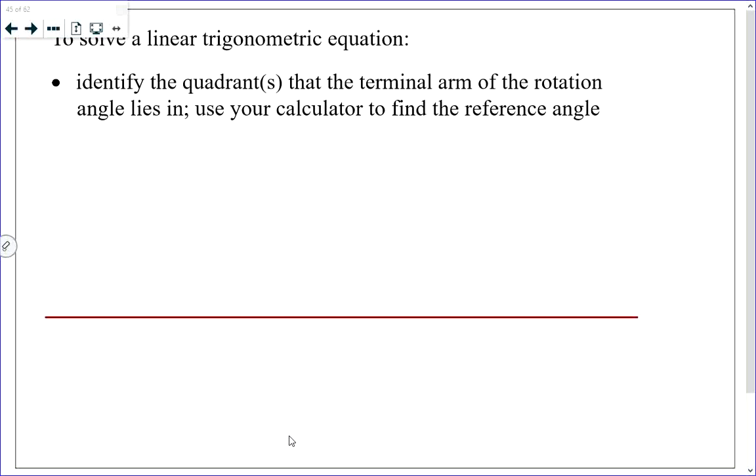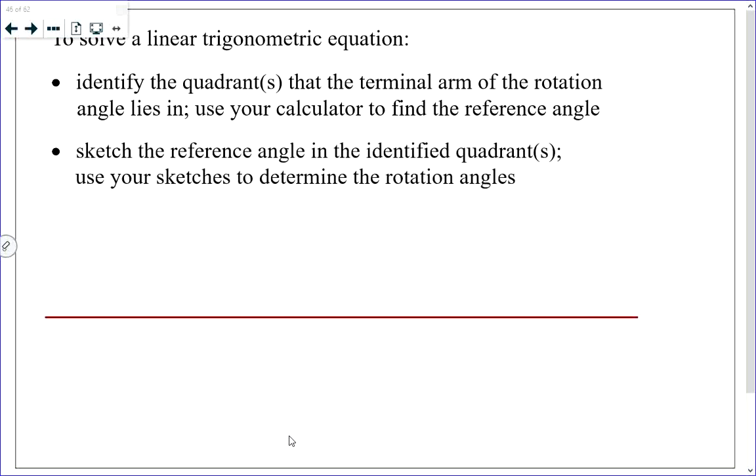You then use your calculator to find the reference angle. When you do that, you never take the inverse sine or the inverse cosine or the inverse tangent of a negative number. You simply go inverse tan of the absolute value, or inverse sine of the absolute value, or inverse cos of the absolute value of whatever the trig ratio is equal to. Once you've identified the quadrants and you've got the reference angle, you sketch that reference angle in each of the quadrants. There's usually 2, but not always. And then you use your sketches to determine the rotation angles.